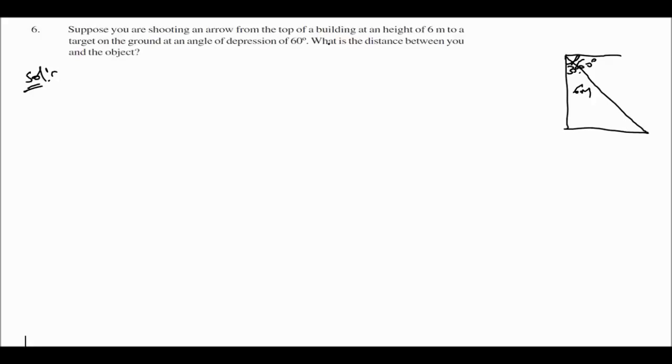What is the distance between you and the object? So he is asking the distance between you and the object. So here this is 90 degrees. Okay, 90 plus 30, 120 degrees. This is going to be 60 degrees. So we have to find here the distance between you and the object.